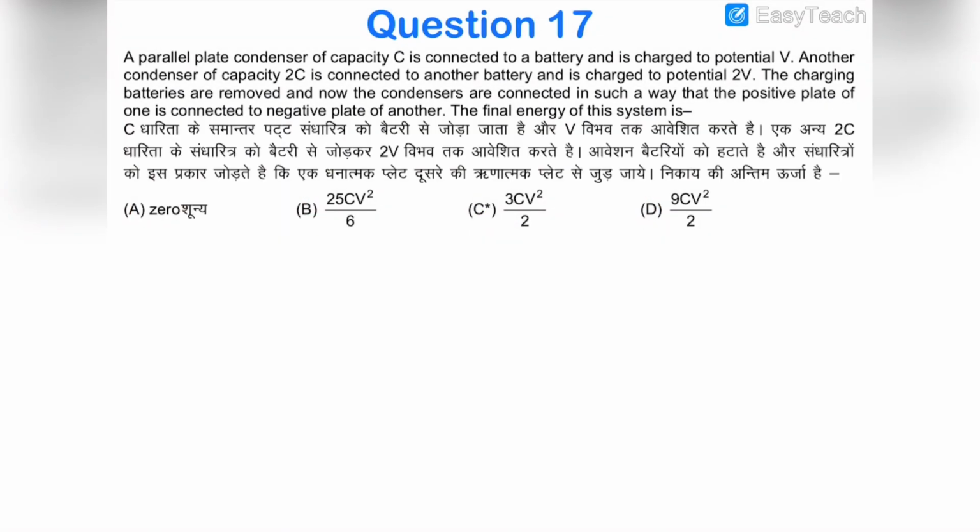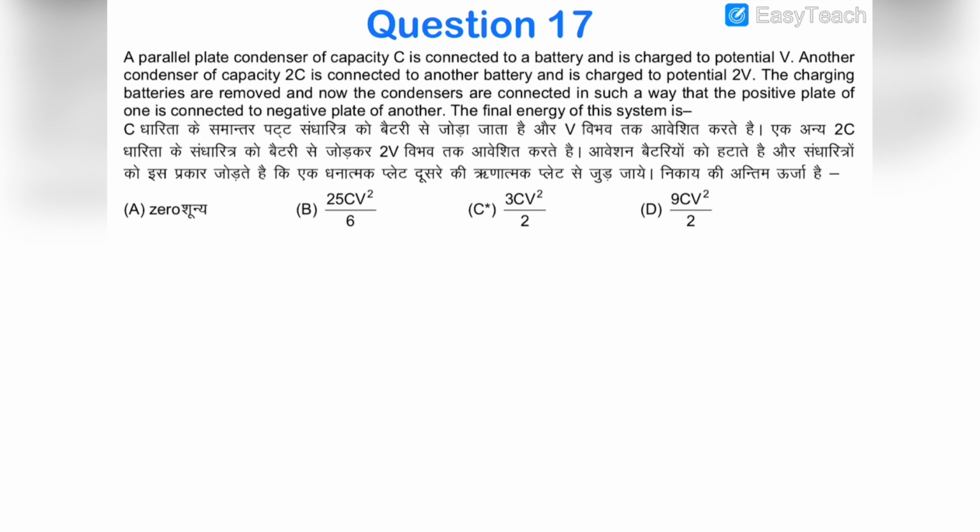In this question, you can see that there is a parallel plate capacitor of capacity C, and it is connected to a battery and is charged to a potential V. Another capacitor of capacity 2C is connected to another battery and it is charged to a potential of 2V. Now the charging batteries are removed, and these condensers are connected in such a way that the positive polarity of one is connected to the negative plate of the second one.